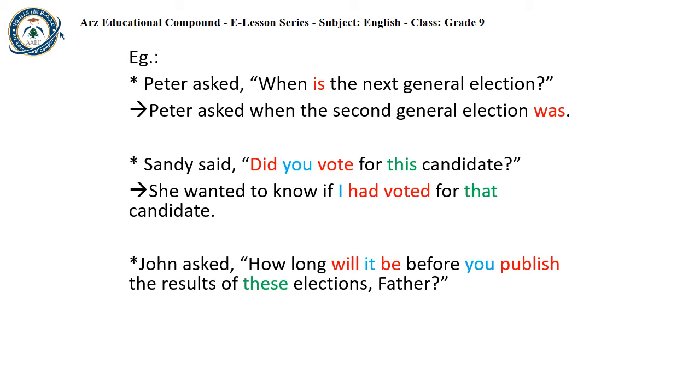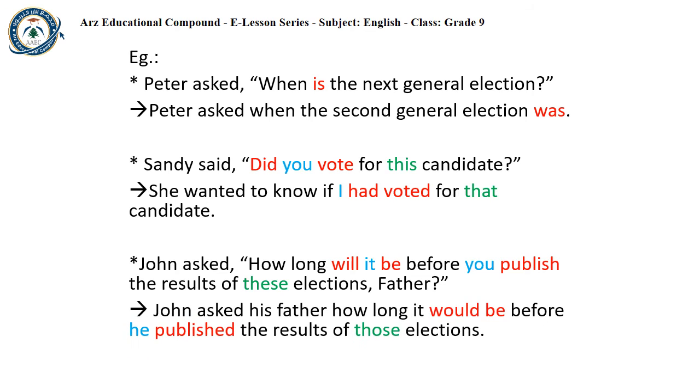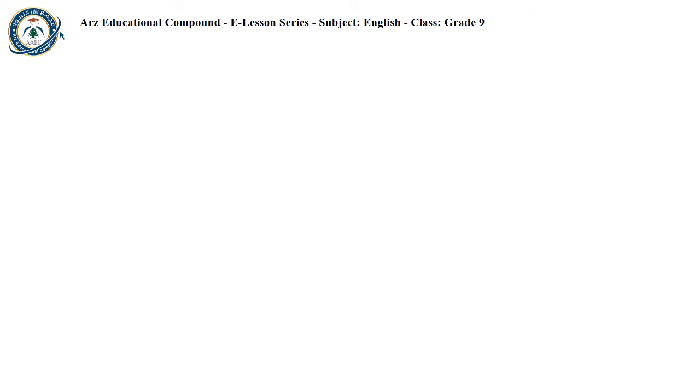Before you publish, you, the pronoun you, must be changed to he. Publish is a verb in the present tense. You should change it to the past tense. The results of these changes to those elections. So John asked his father how long it would be before he published the results of those elections.